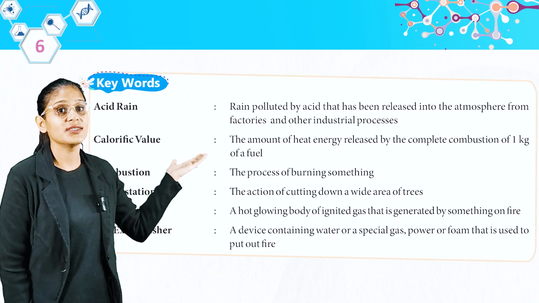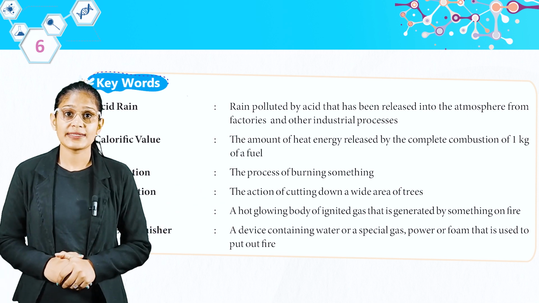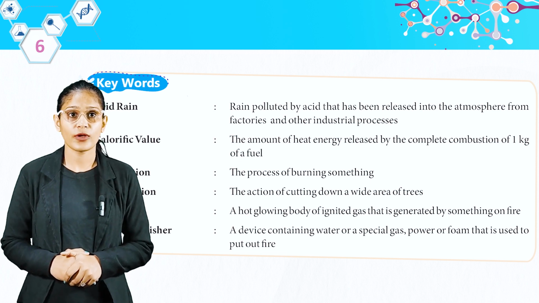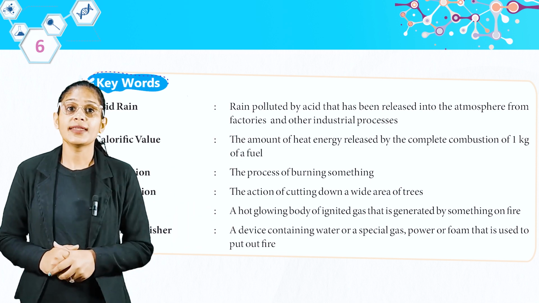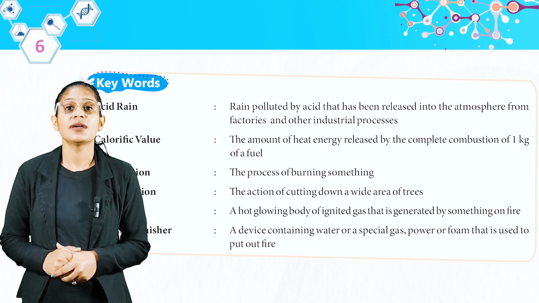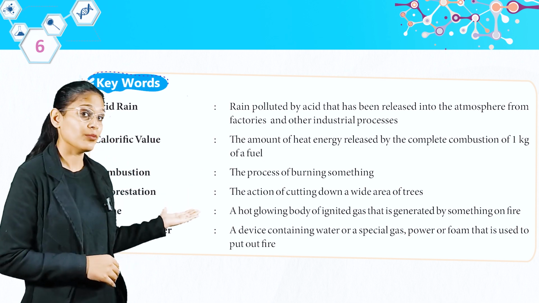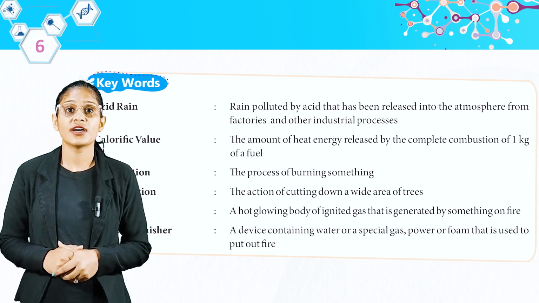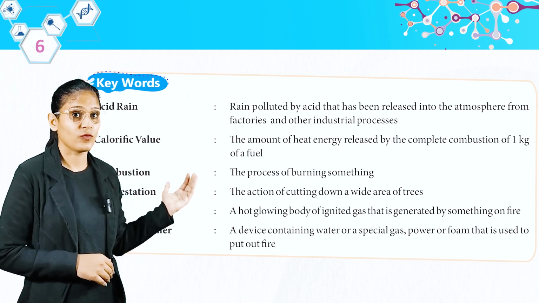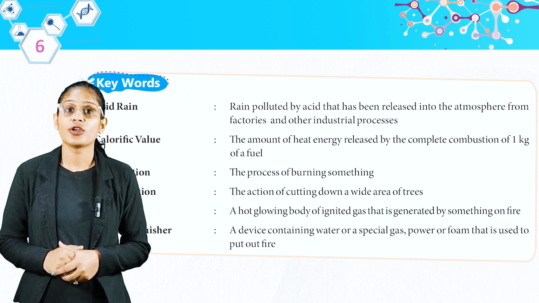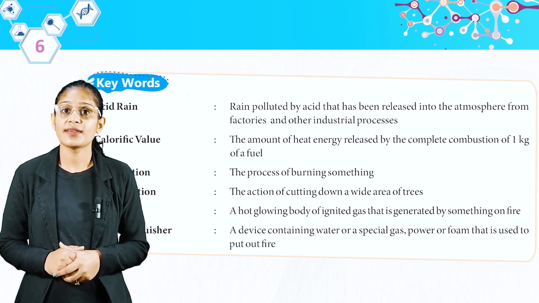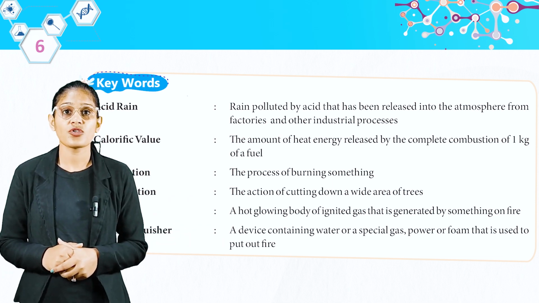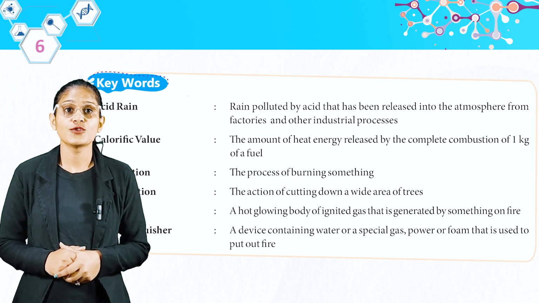Here we have some keywords. Acid rain: rain polluted by acid that has been released into the atmosphere from factories and other industrial processes. Calorific value: the amount of heat energy released by the complete combustion of 1 kg of a fuel. Combustion: the process of burning something. Deforestation: the action of cutting down a wide area of trees. Flame: a hot glowing body of ignited gas that is generated by something on fire. Fire extinguisher: a device containing water or special gas, powder or foam that is used to put out a fire.